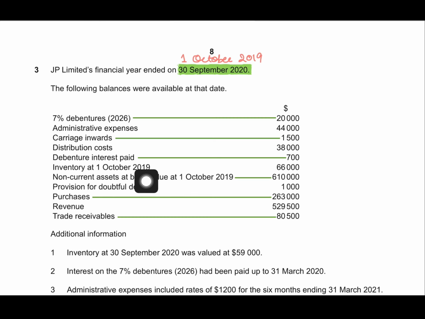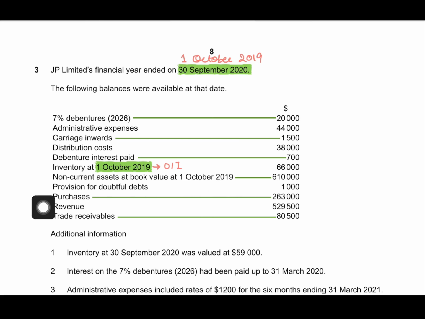Inventory at 1st of October 2019. This is what? This is the opening inventory, right? Inventory at the start of the year. Then we have non-current assets at book value at 1st October 2019. So again we have the opening net book value of the non-current assets. This means that you have to calculate depreciation for the current year.